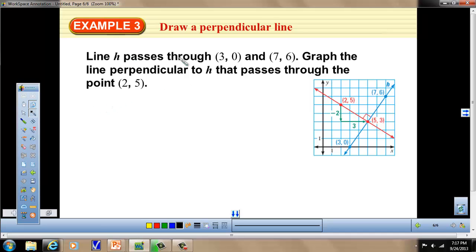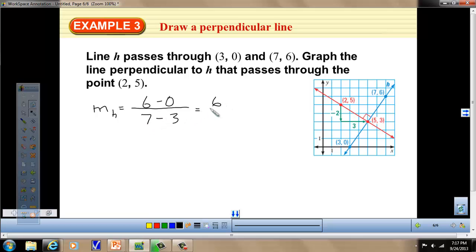So the first thing I need to do is find out the slope of line H. So I'm going to do slope of H, and I look at this and I say, okay, the y's are 6 and 0, and the x's are 7 and 3. So if I do that, on top I have 6, on the bottom I have 4, reduce, this is 3/2.